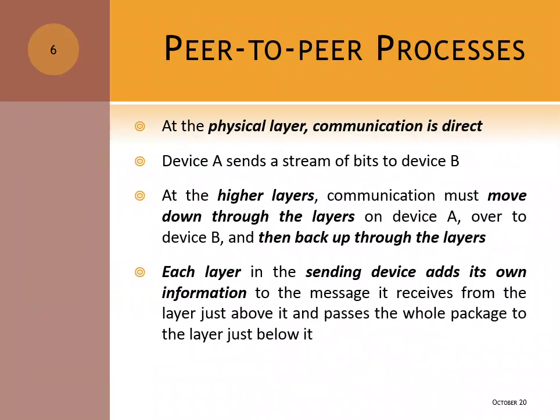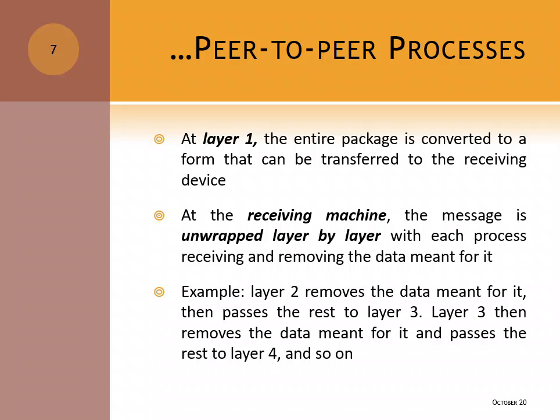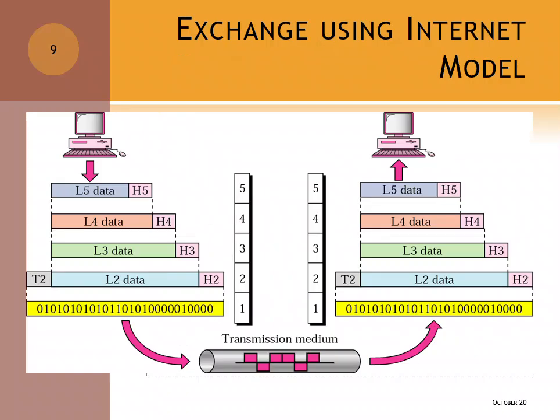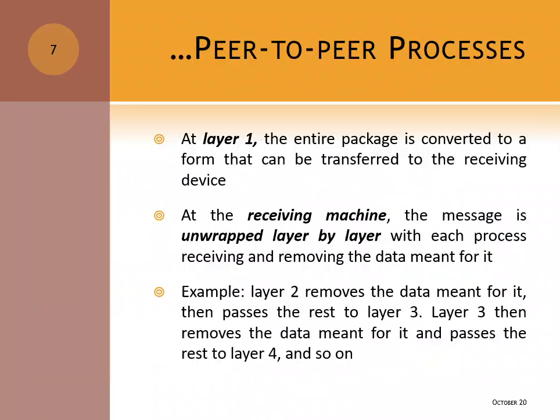Okay. So each layer in the sending device adds its own information to the message it received from the layer just above it and pass the whole package to the layer just below it. Okay, at layer 1, the entire package is converted to a form, layer 1 tadi yang physical layer tadi, is converted to a form that can be transferred to the receiving device. Ni yang saya tunjuk tadi. Okay, data dalam bentuk binary ditukarkan ke signal sebelum dihantar melalui kabel.